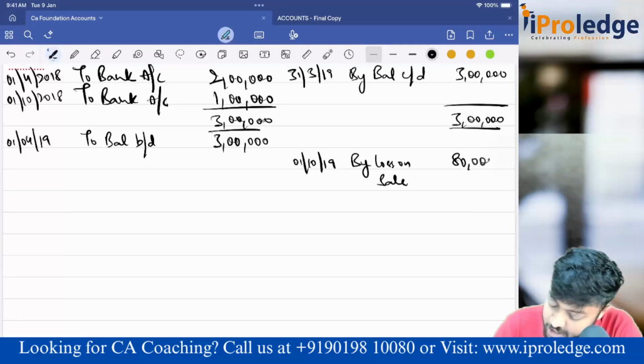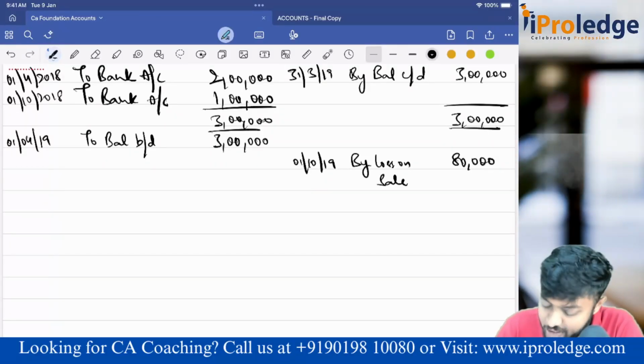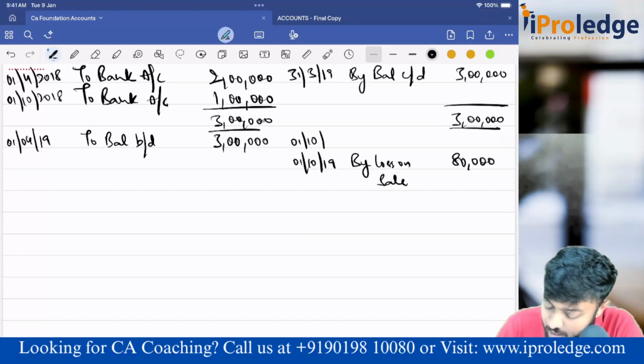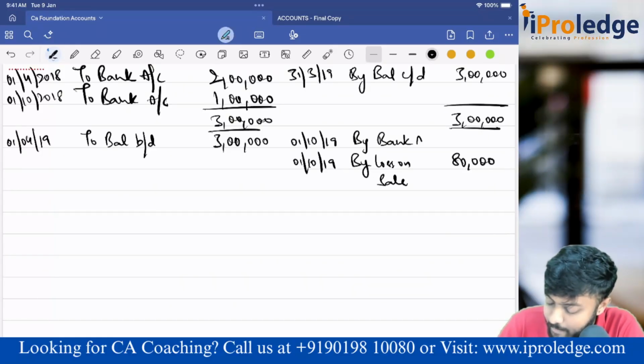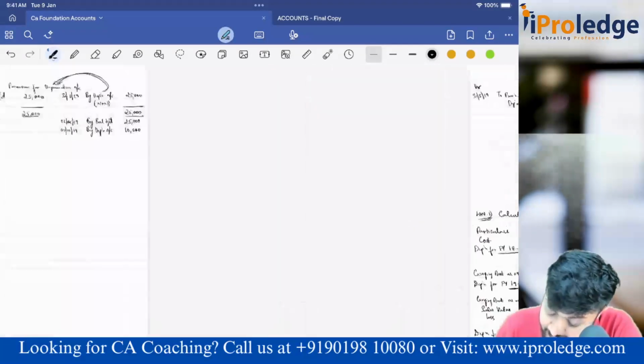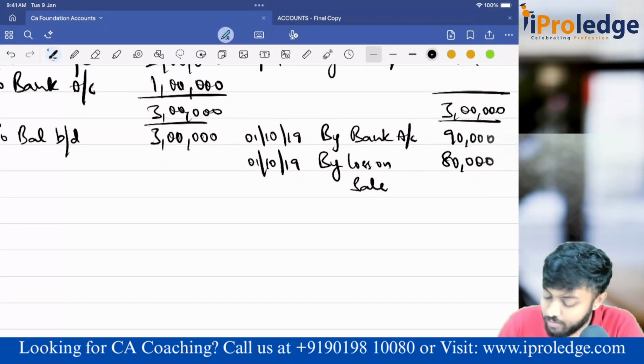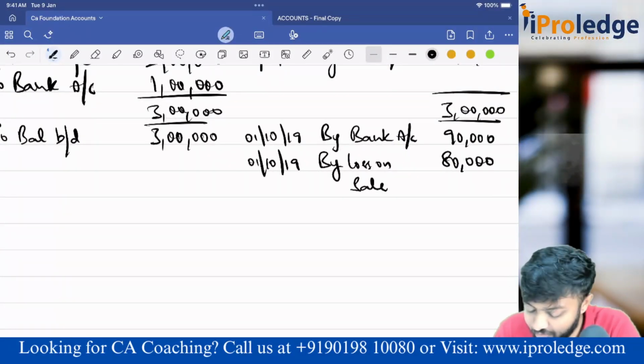Okay. Third step, record the bank. The bank entry will also come on the credit side of the machinery account only. So 1/10/19 by bank account. How much money did I receive? I received money of 90,000 rupees. I've sold it for 90,000. So bank entry done, loss or profit entry done.